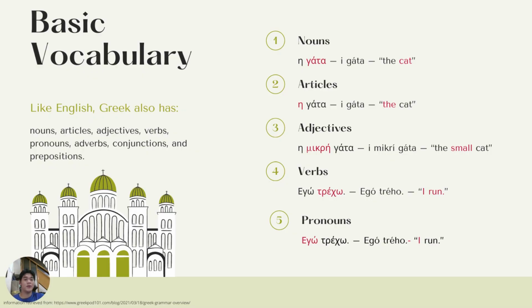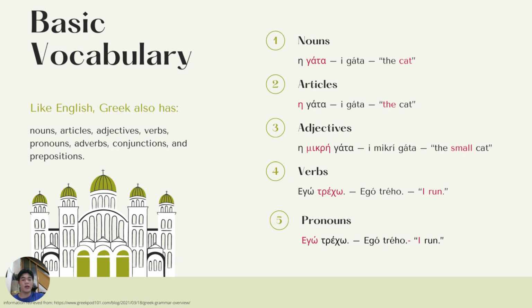For the basic vocabulary, English and Greek also share a lot of similarities. They have nouns, articles, adjectives, verbs, pronouns, adverbs, conjunctions, and prepositions. But for this presentation, we will only be focusing on the first five. For the noun, we can see here in the example, it says i gata, which means the cat. The noun here is cat.